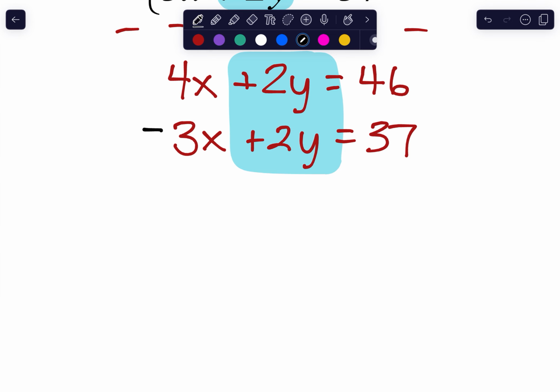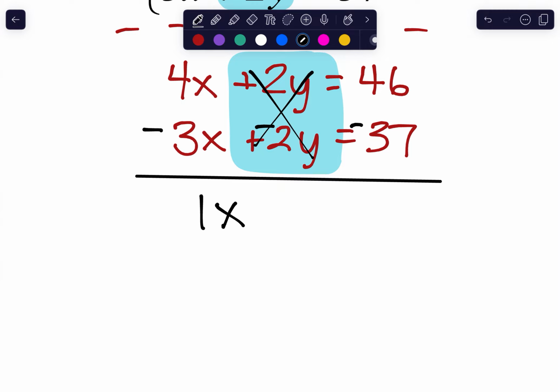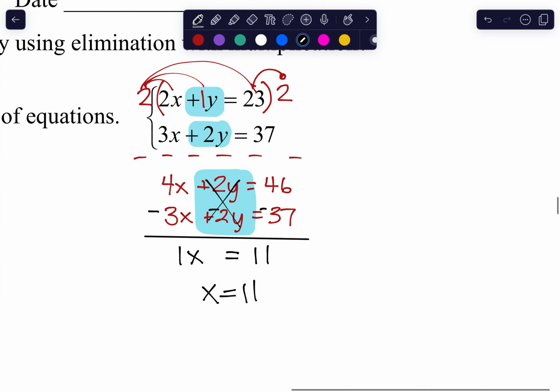So I know I told some of you yesterday I prefer to distribute that negative sign to everything so that way I don't forget. So 4x minus 3x is 1x. 2y minus 2y, that cancels. And then 46 minus 37 is 11. So I don't really need the 1 in front of the x, so we already found x. X is 11.